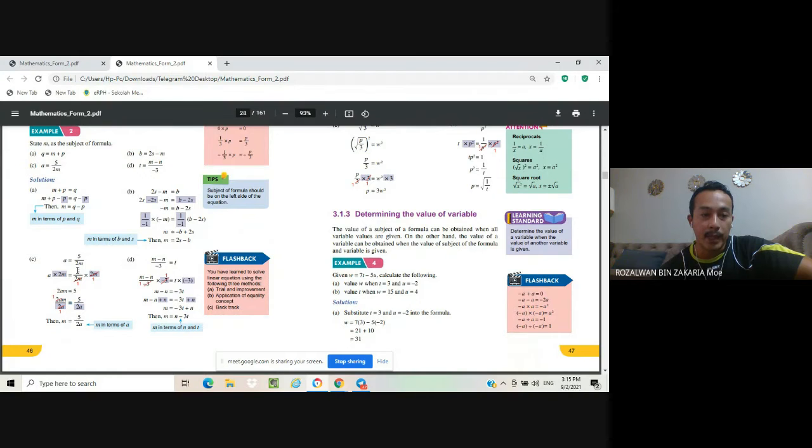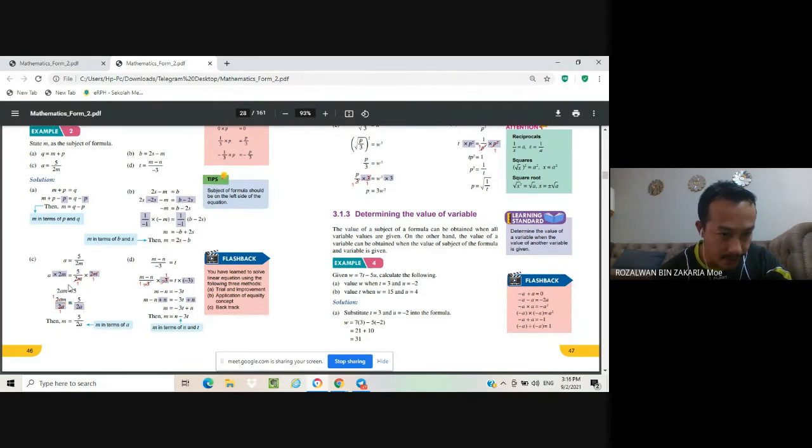Alright, so we want to make this 2M become the subject. That means your final answer should be M equal to something. The subject means the single alphabet, then after that the equal sign. That is what is meant by the subject. So how to do this one? Firstly we change the position. So this 5 over 2M you write on your right side. No need, this one no need, also can. So you just write A equal to 5 over 2M.